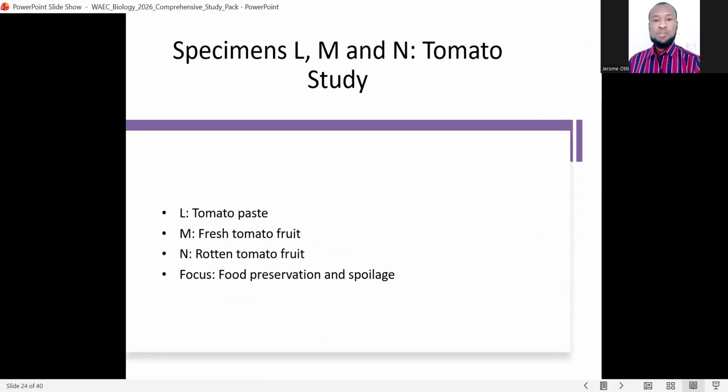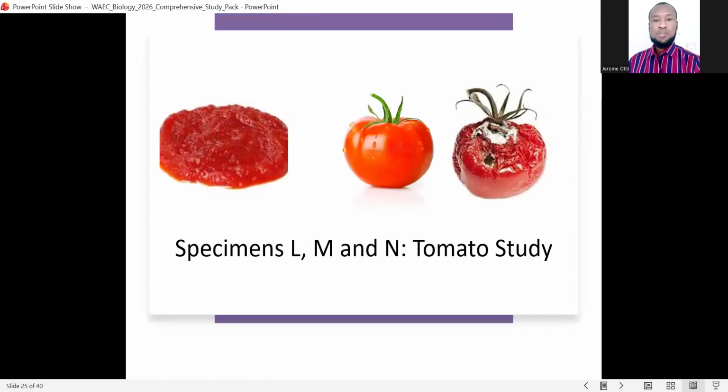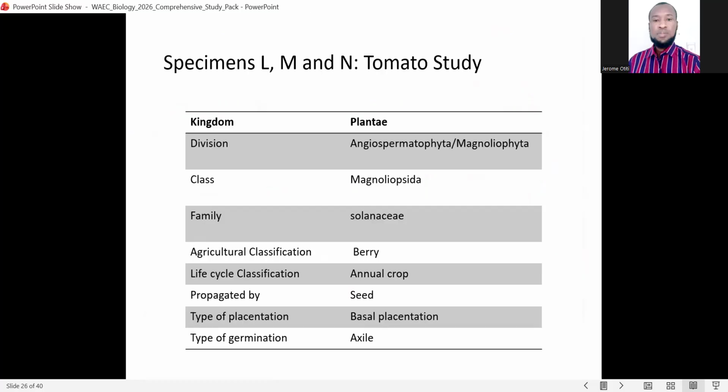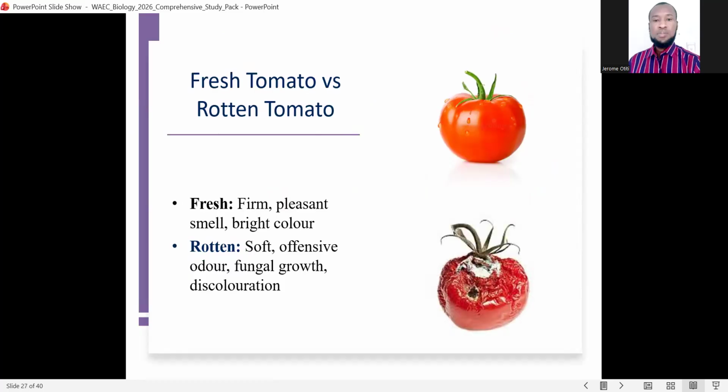Specimens L, M, and N: tomato paste, fresh tomatoes, and rotten tomatoes. So what comes to your mind? What are they trying to check? Food preservation and spoilage. This kind of tomato that is rotten, what might likely have affected it? Fungal infection, bacterial infections, organisms acting on it and making it decay. With tomatoes, you'll also know the classification. They may ask you to compare between both of them, to compare observable features when you look at them.